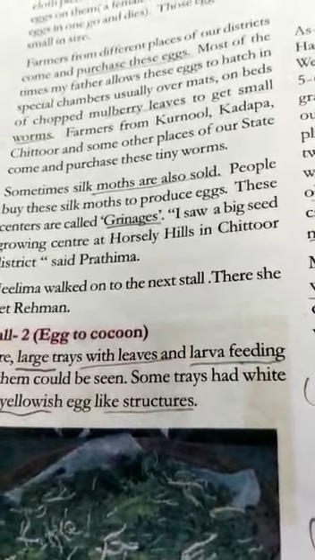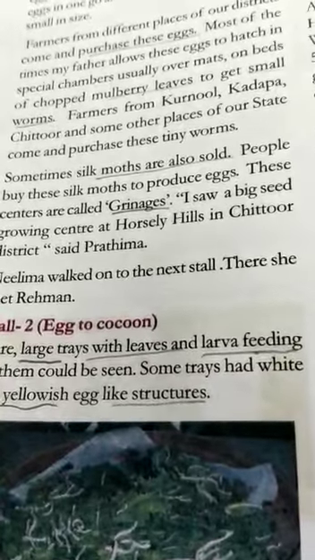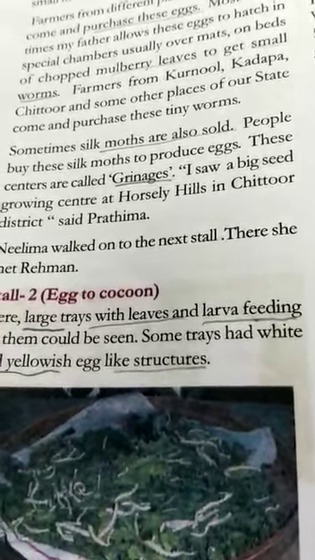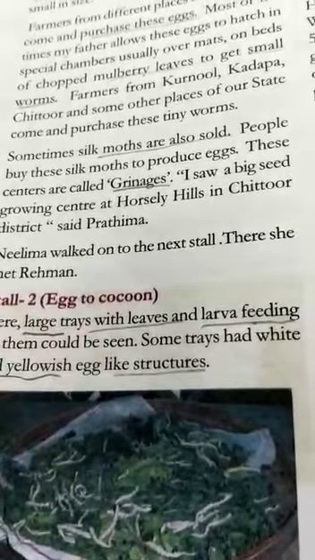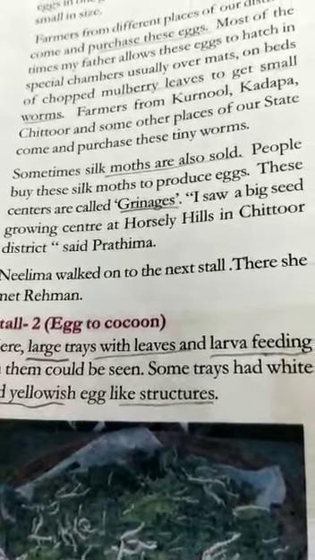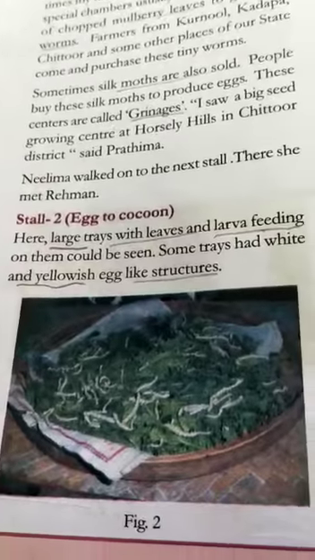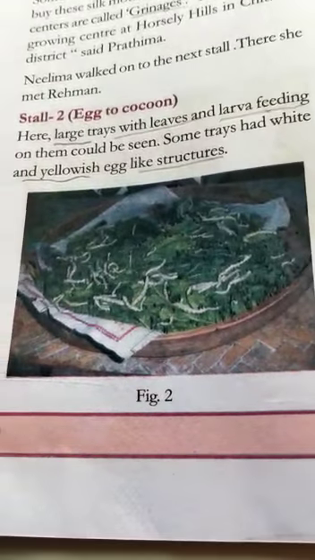Sometimes eggs are also sold. People buy these silk moths to produce eggs. So these eggs are kept in one place, no? The centers are called grainages. Understand? In the second stall we can see the picture clearly.